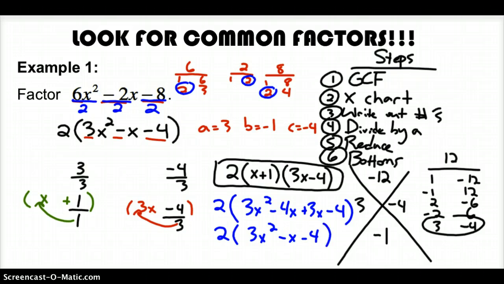And now I'm going to distribute that 2. So that'll give me 6x squared minus 2x minus 8. And I know that I factored this correctly because that's what I originally started with. Okay, let's look at one more example here where maybe I don't write the steps out.